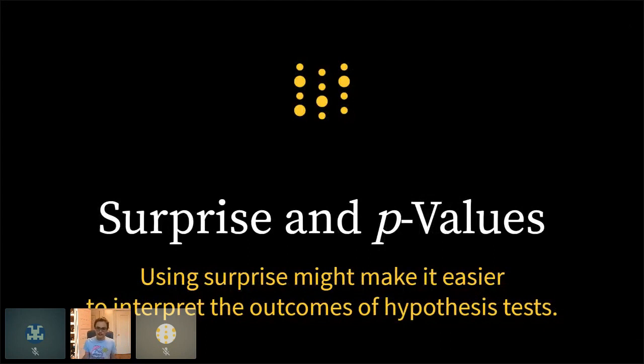So the first is a very simple one, which is some folks in statistics have started to say that you should use the surprise instead of the p-value to communicate your results. This is something that's maybe going to make more sense to folks who've done some traditional statistics, folks with a medicine background or a science background where these quantities get used. So using surprise might actually make it easier to interpret and understand the outcomes of your hypothesis tests.